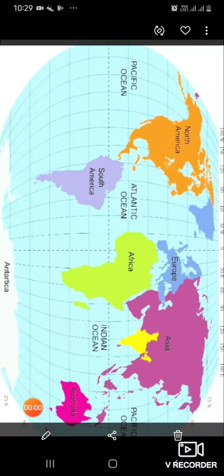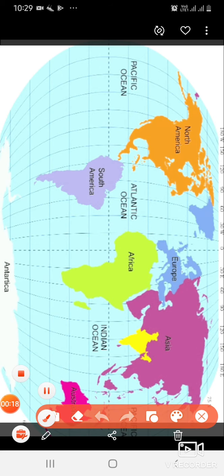Good morning everyone. Today we will continue chapter India, size and location. You all look at this map. This is the map which is showing the various countries on the globe. Here you can see that two types of lines are drawn.